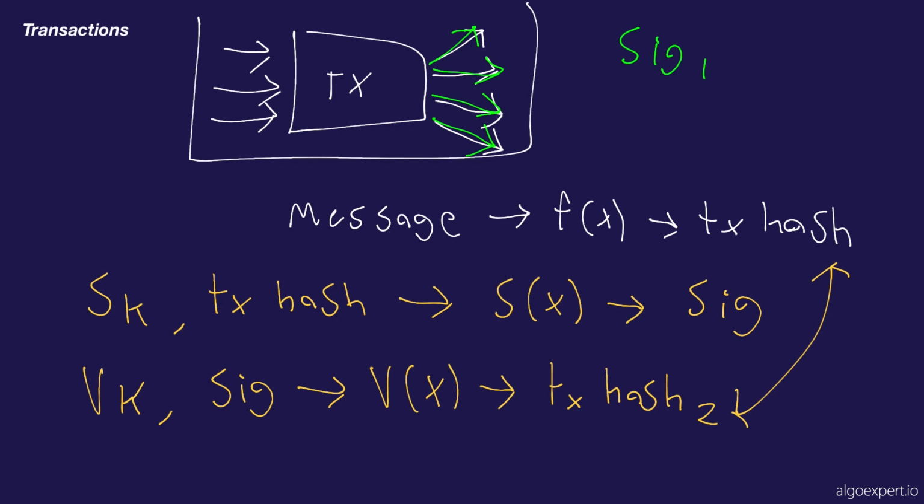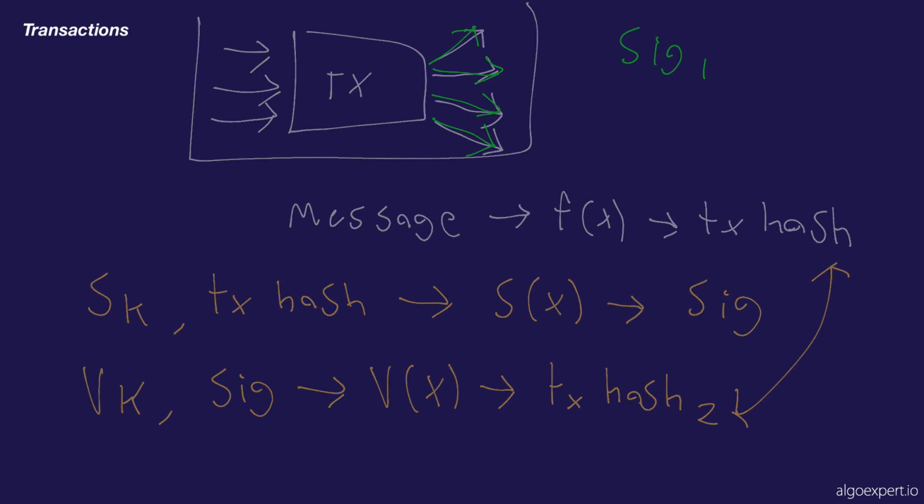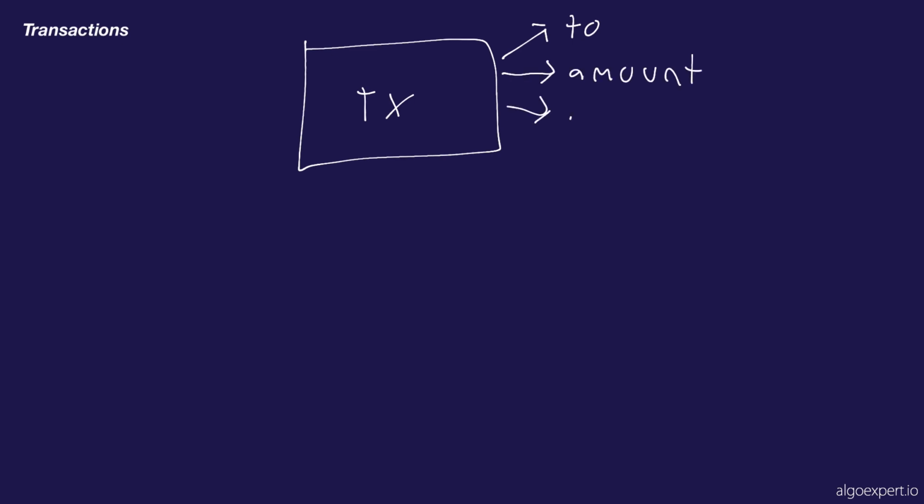Now that we've done that, I'm just going to clear the screen. We're going to go through a quick summary of everything, and then we'll wrap up the video. Okay, so time for the summary. When we create a transaction, we need to specify who we are sending this to. So we have our to, we have our amount, we have our fee or our gas, and then we have the change that we're going to be receiving back.